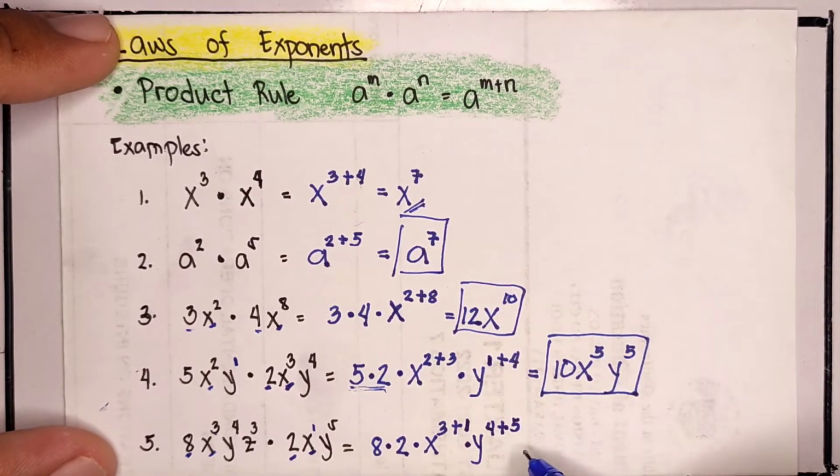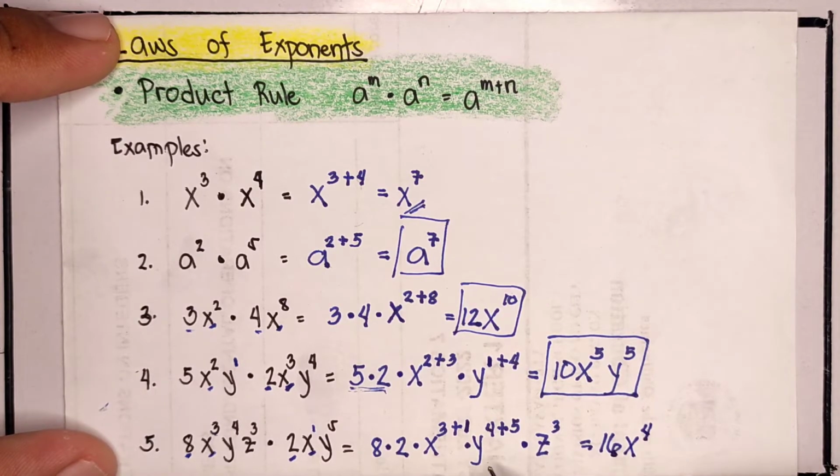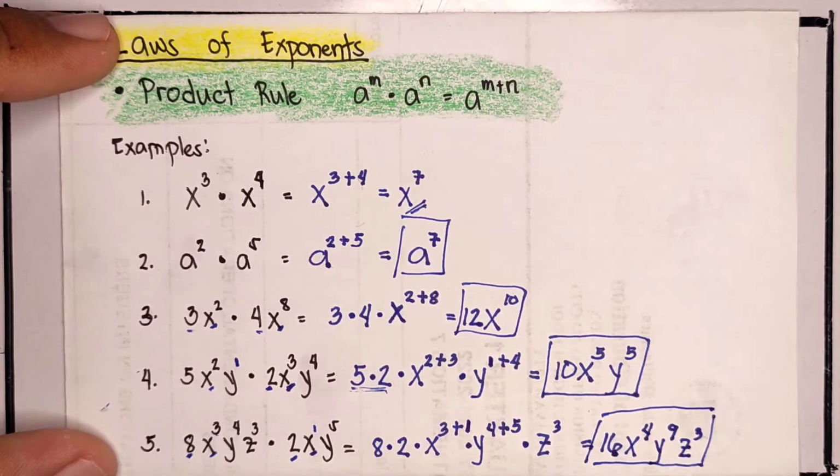Okay. Next, we have here z. Ayan. Z and then cube. May z ba dito? Wala. Therefore, wala tayong i-add na exponent. Then, our final answer, 8 times 2 is 16. Then, x, 3 plus 1 is 4, for x raised to the power of 4, then we have here y, 4 plus 5 is 9. And then z raised to the power of 3. And this would be our answer.